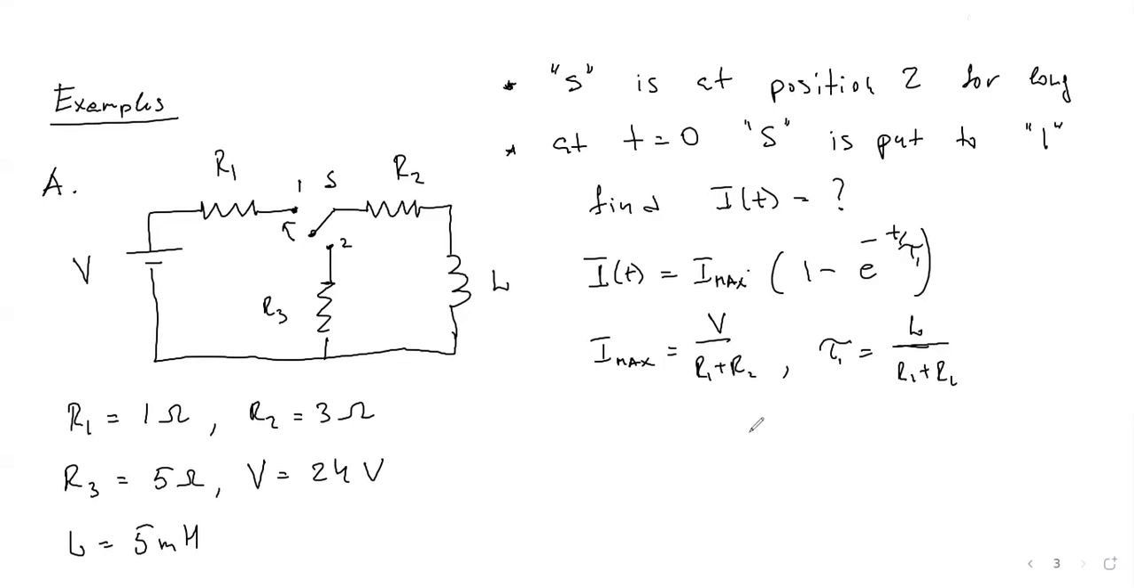So we can find them. I max would be 24 volt over 1 plus 2, so over 4 ohm. So I guess it's going to be 6 ampere. And the typical time constant for this charging process would be inductance, which is 5 millihenry over 4 ohm. 5 over 4, yeah. 1.25 milliseconds.